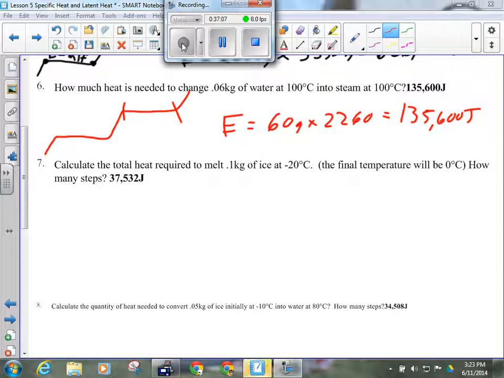We've got a few minutes left here. Keep going on 7, and we'll go through hopefully 7 before class is over today. If not, we'll go through 7 tomorrow, and then we'll finish up the others. Like I said, you're definitely going to have a latent heat problem on your unit exam.